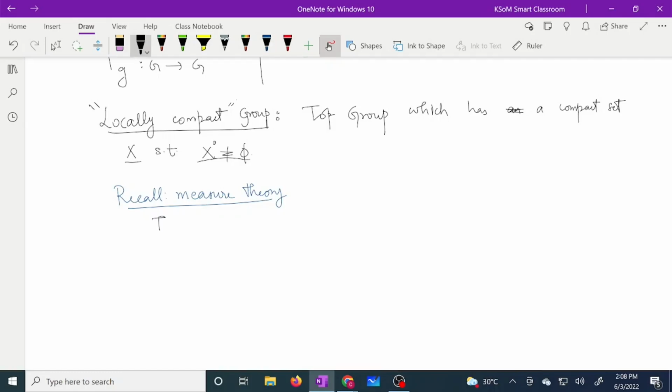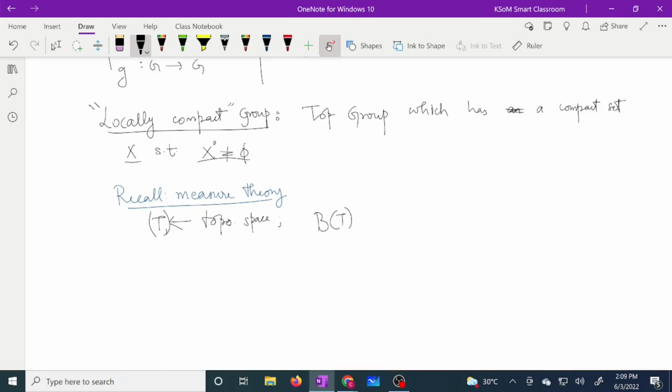If T is a topological space, with a topology, I can't think of any symbol for the topology, then we all know that there is a sigma algebra on T. The most standard sigma algebra on T is the Borel sigma algebra, which I am denoting by B of T. We all know the definition of the Borel sigma algebra.